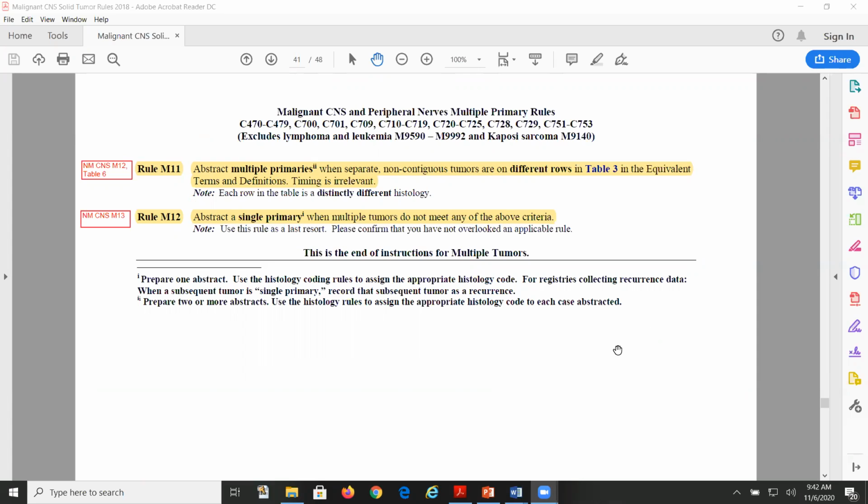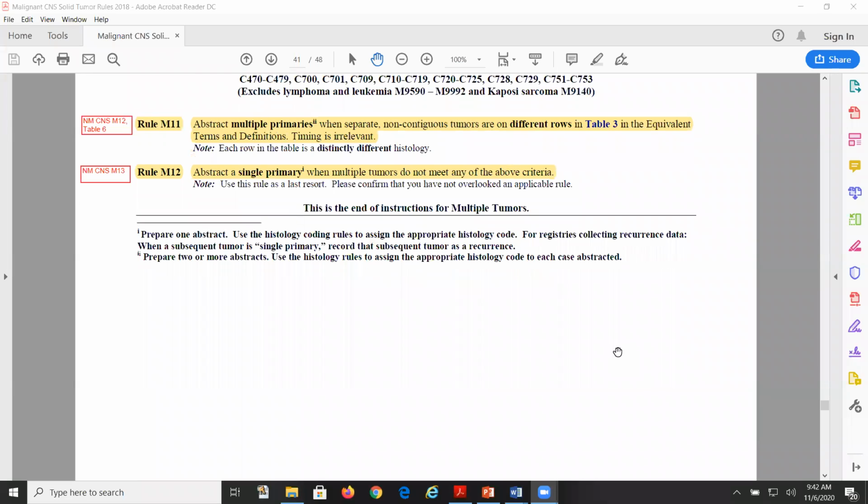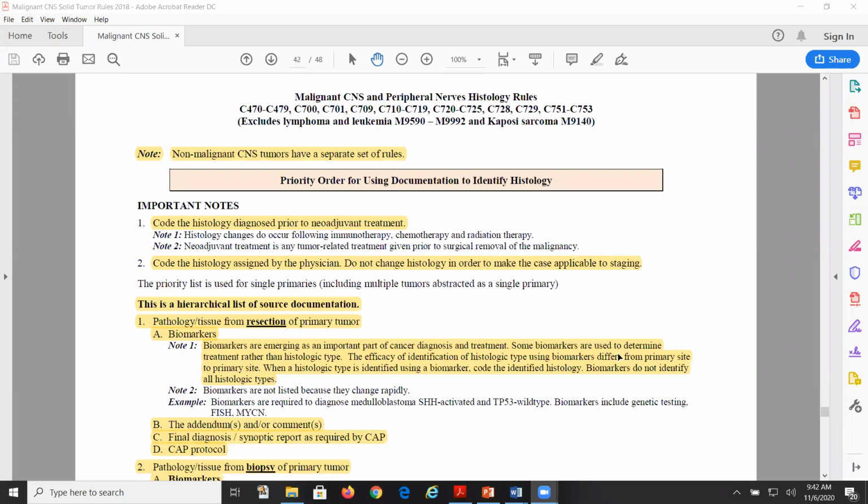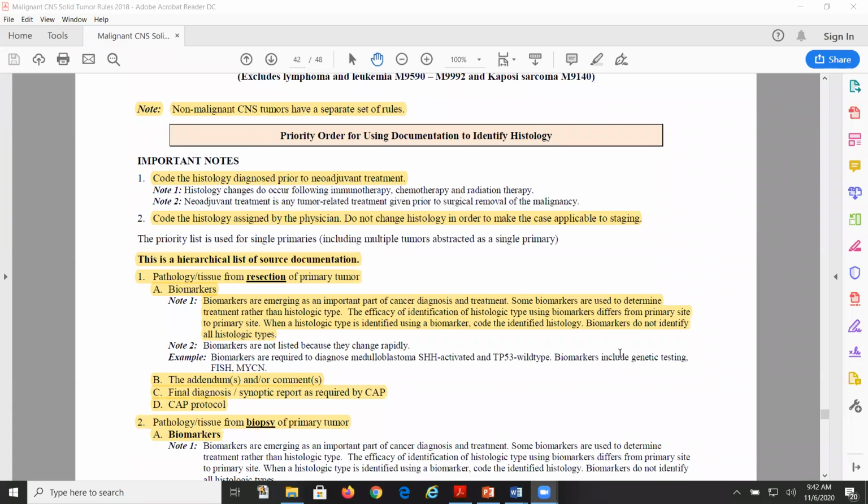So if you've gotten to M12, make another pass through the rules and make sure you have not skipped a rule that applies to your scenario. So moving on to histologies. Code the histology prior to neoadjuvant treatment. Code the histology assigned by the physician. Do not change histology in order to make the case applicable to staging.